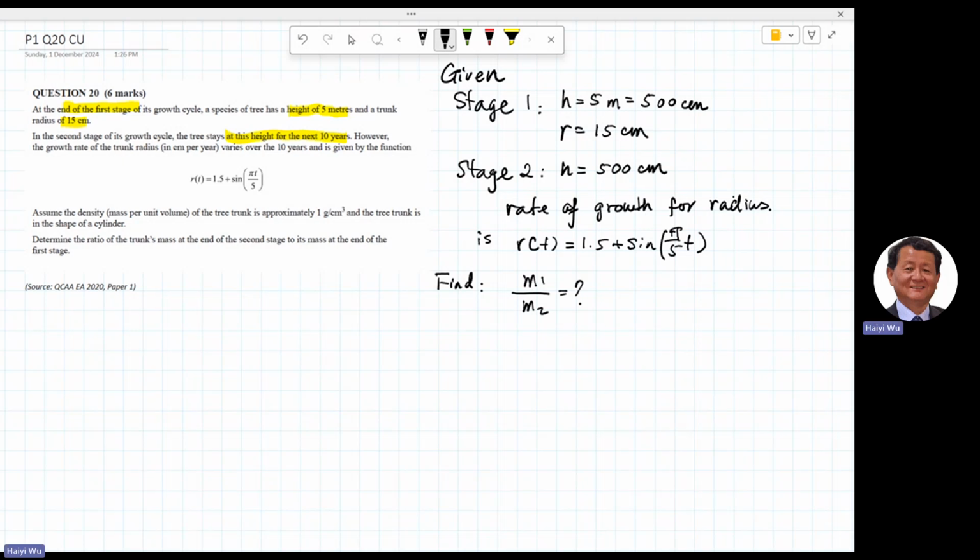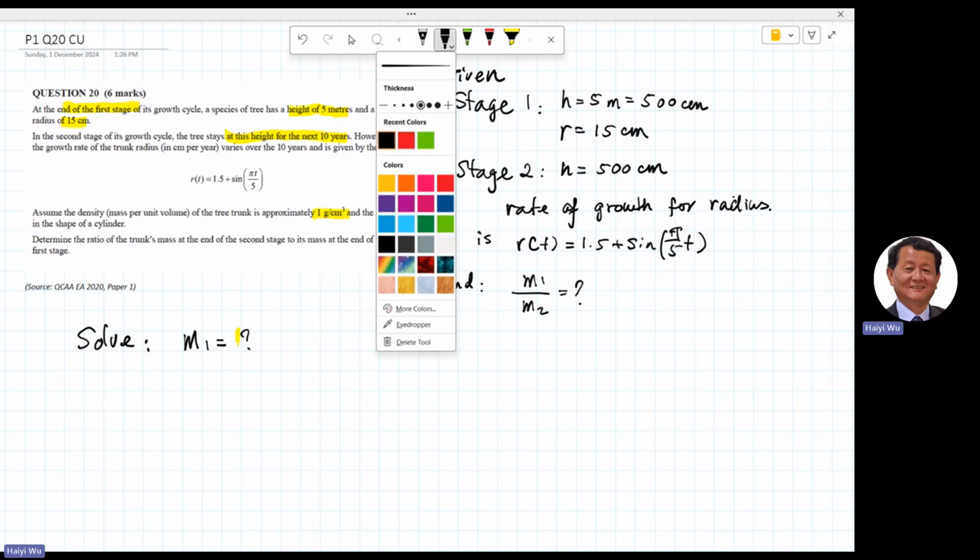So let's solve that question step by step. Let's find the mass of stage 1. According to the density formula, the density is 1 gram per cubic centimeter. So if we want to find the mass, we need the volume first. So let's do V1 first.